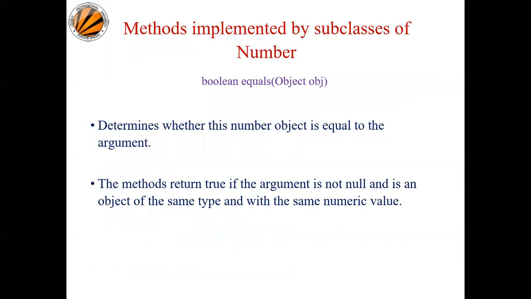Methods implemented by subclasses of Number. boolean equals with parameter Object obj. Determine whether this Number object is equal to the argument. The method returns true if the argument is not null and is an object of the same type with the same numeric value.